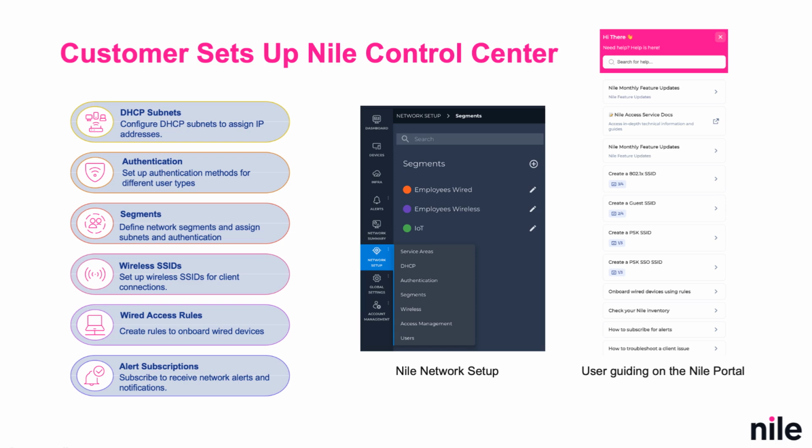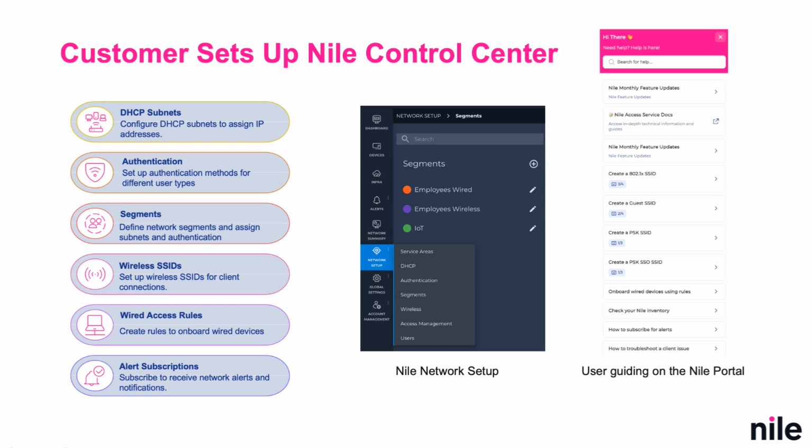Once your network infrastructure is ready, the next step is to set up your network environment using the Nile Control Center. This is where you define how users and devices will connect and how your network services will operate. Begin by setting up DHCP. You can choose to use the Nile-hosted DHCP service or have Nile act as a DHCP relay, forwarding requests to your existing DHCP servers such as Windows Server or Infoblox.